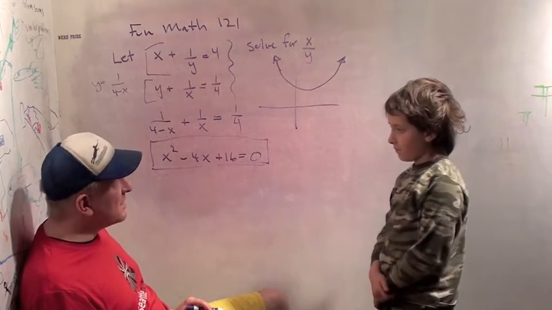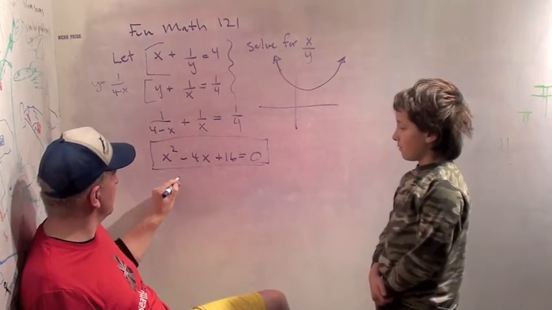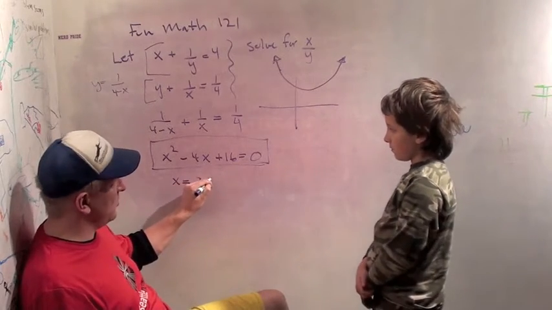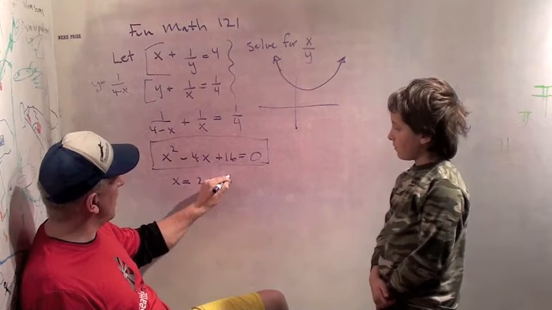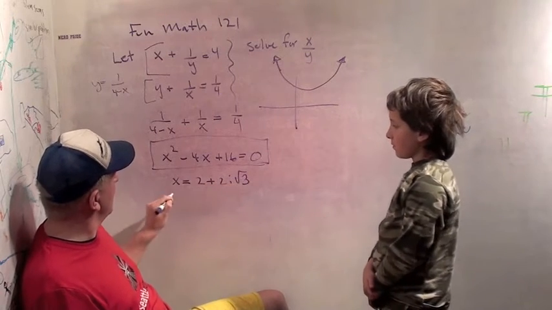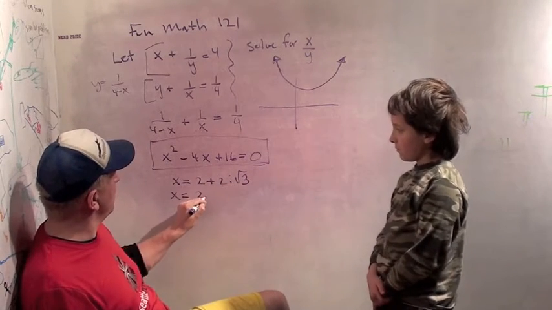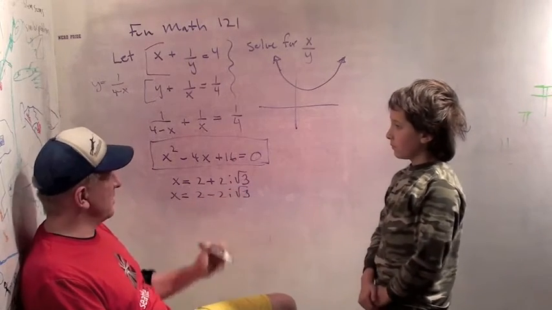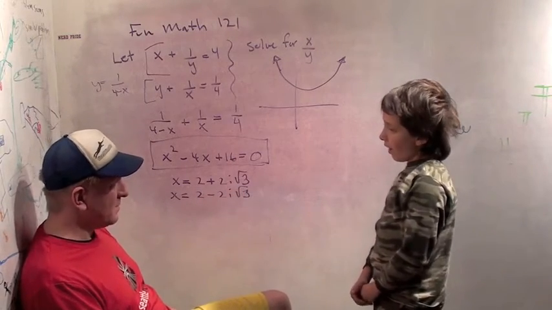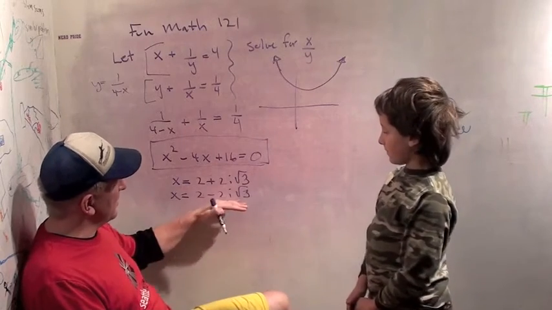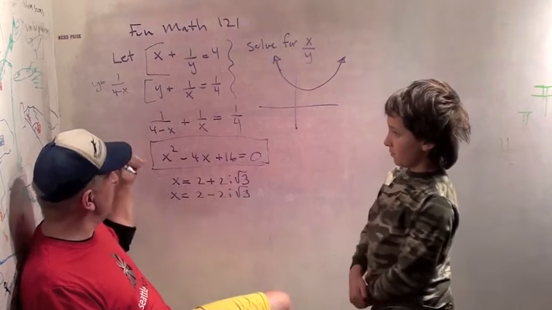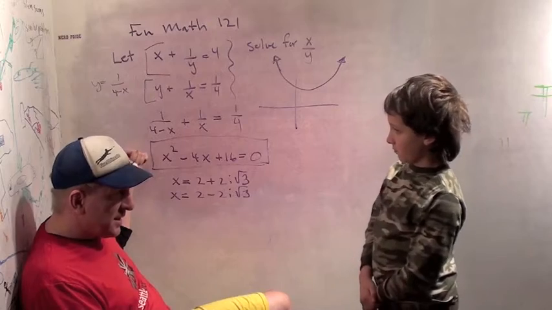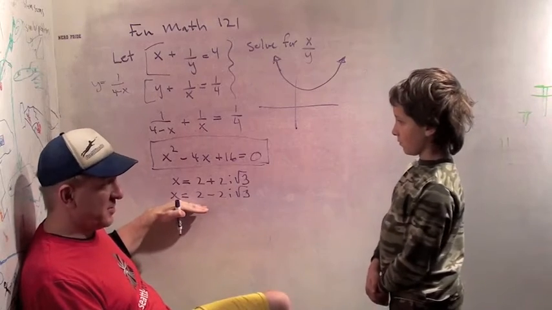But it turns out there is a solution to this. There's two solutions: x equals 2 plus 2i times the square root of 3, and x equals 2 minus 2i times the square root of 3. And what's i? i is the square root of minus 1. i is something called an imaginary number. So no number that we tried solved this, but some imaginary numbers solve this.